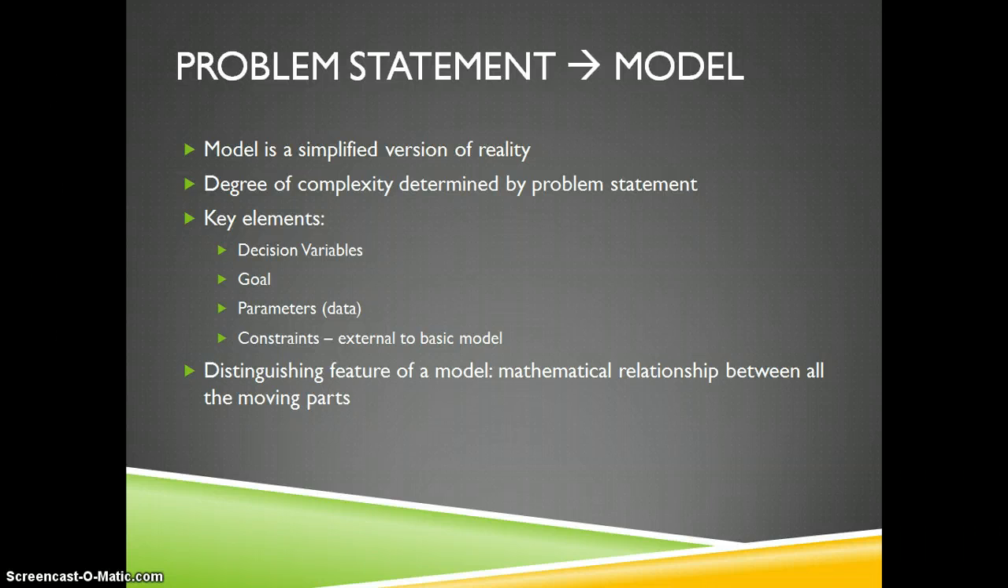Once you have a reasonably well-defined problem statement with those three elements, we need to translate it into an actual mathematical model. And you notice the key elements of the model are very much the same as of the problem statement. We need decision variables, we need a goal. Now we need some data to do our calculations. And we need to include our constraints. But they are actually not part of the basic model. They're applied after the fact. So fundamentally, a model is a problem statement with equations linking all the moving parts. Your model is successful if you can change the decision variables and see the results on the goal.